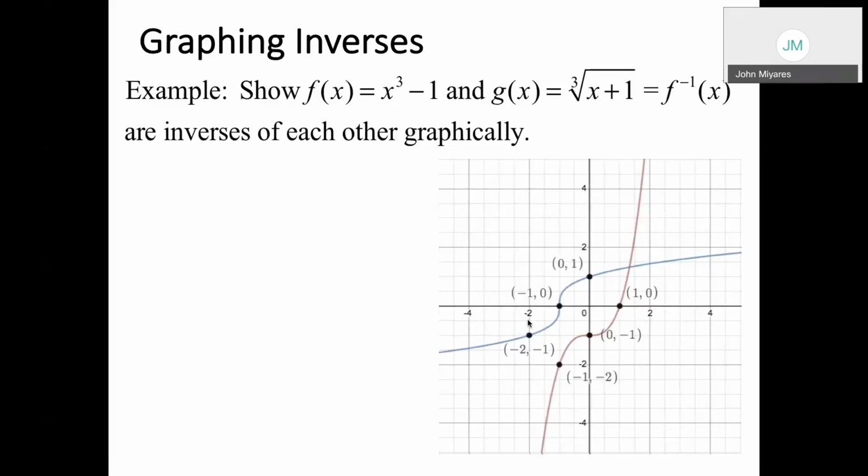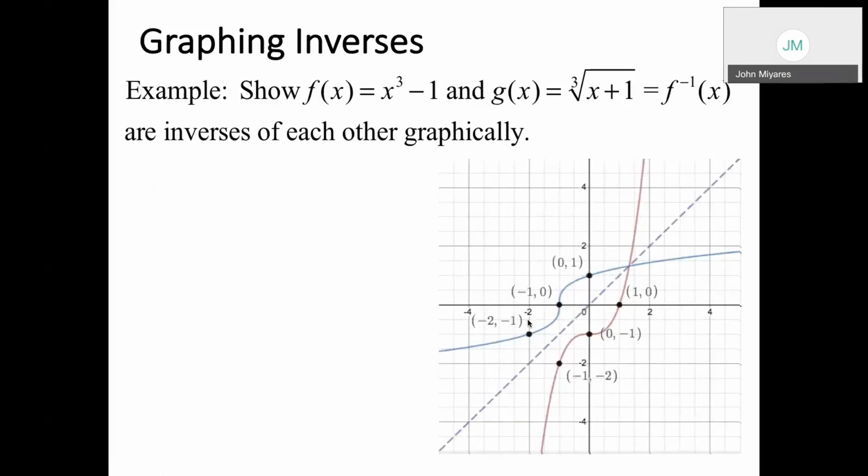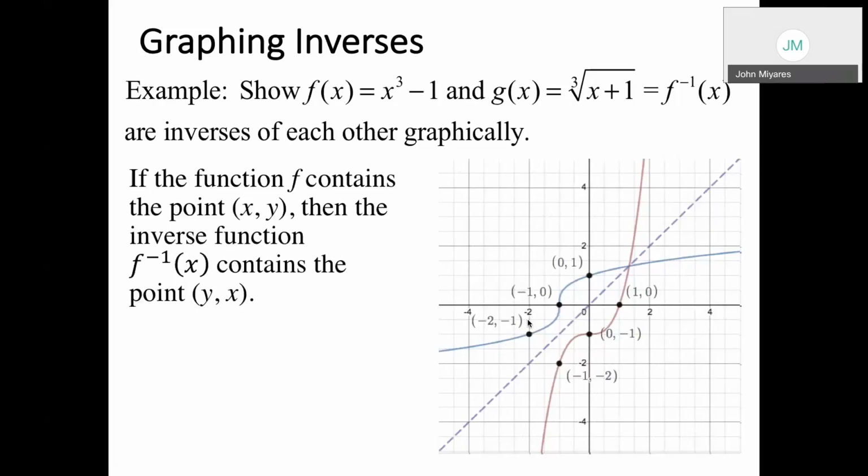What I'm hoping you see is two things. First, that these two graphs are mirror images of each other over the line y equals x. Here, I've inserted the line y equals x as a dashed line so you can see how it acts as a line of symmetry between the two functions. What I'm also hoping you see is that if the function f contains the point (x, y), then the inverse function, f inverse of x, will contain the point (y, x).